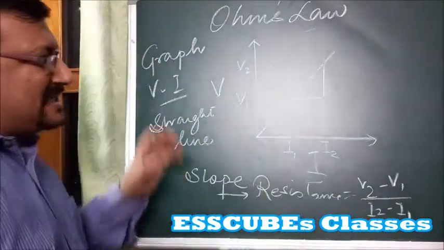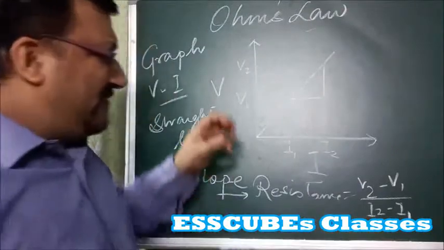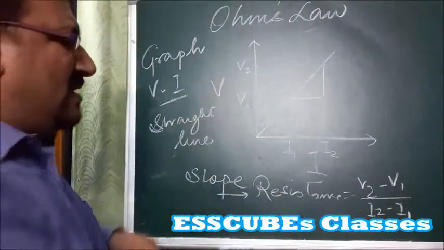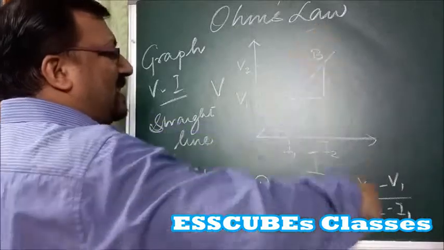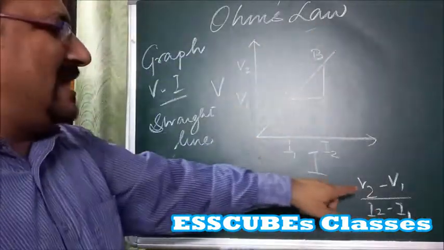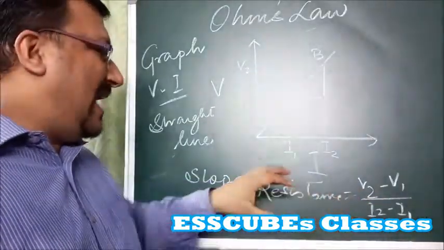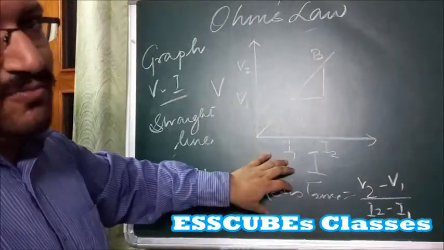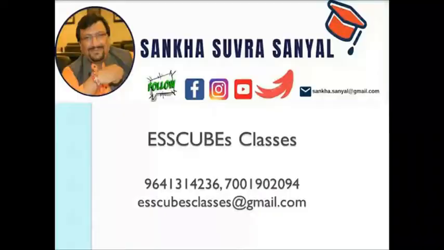That's how you can get numericals related to this. If a numerical comes over here, suppose we have two points A and B, then from these two points we can calculate the difference in the potentials, we can calculate the difference in the current, and we'll get the slope which is equivalent to the resistance. So this brings us to the end of the lecture.